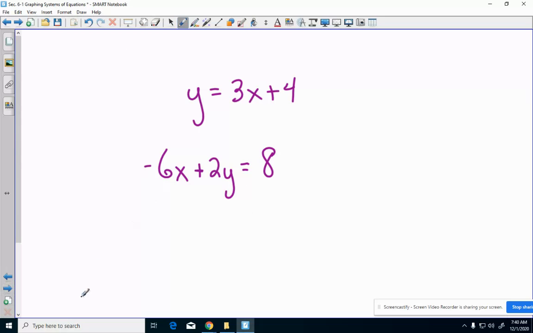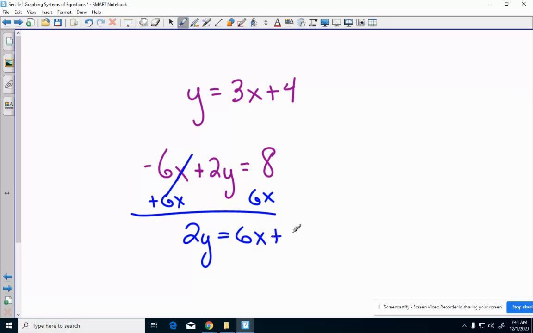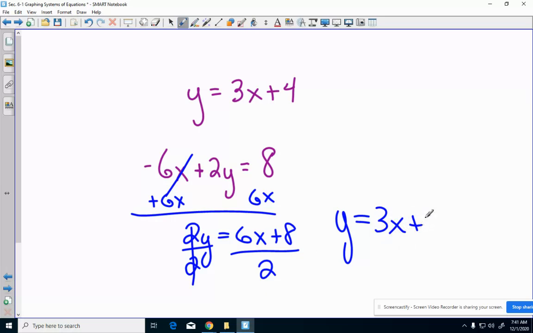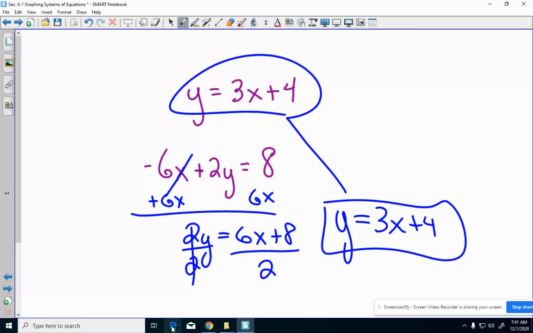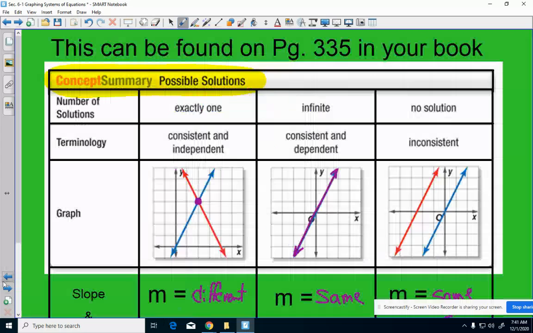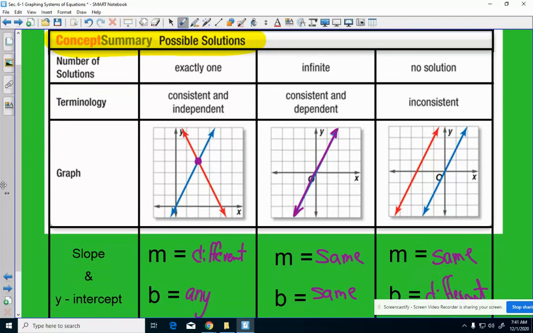If you thought about solving the bottom one for y, you would notice that it's essentially just double everything in the top one. Meaning, if I add 2y to both sides and subtract 8, it would leave me with 2y equals 6x minus 8, and divide everything by 2. I would end up with y equals 3x minus 4, since 6 divided by 2 gives 3x, and 8 divided by 2 gives 4. All of a sudden I have the exact same equation twice, even though it didn't look like it at the beginning. That would be an example of consistent and dependent, where we're producing an infinite number of solutions because every ordered pair is shared between both.